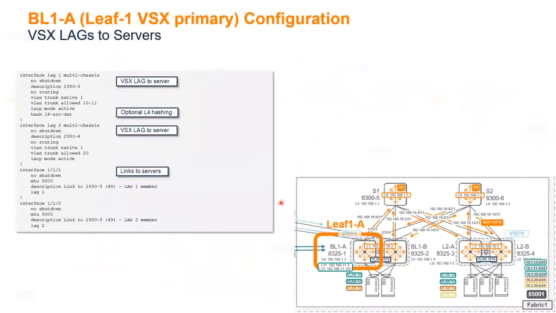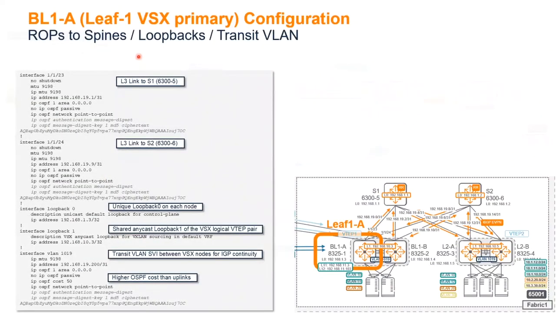You will obviously create your VSX lag to the servers. You will also have your physical link to the VSX lag. Nothing new here. Then the layer 3 circuits to the spine. That's the reverse of what we saw on the spine. Loopback: we have a loopback 0 that is unicast for loopback 0, and we have a loopback 1, remember, for the VSX logical VTEP. That IP is identical on the primary and on the secondary.